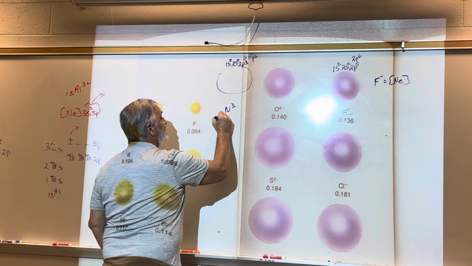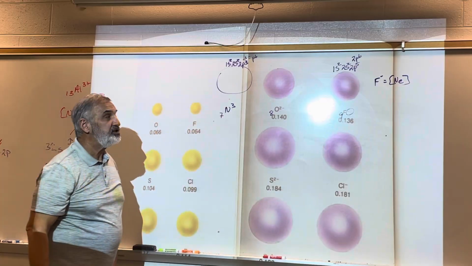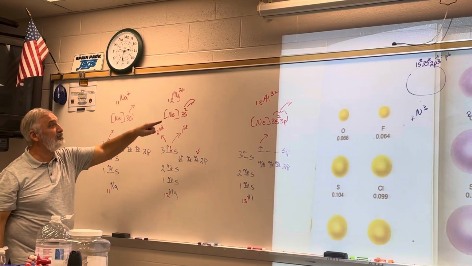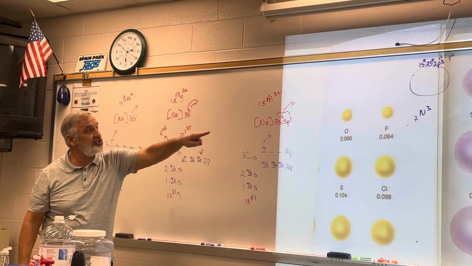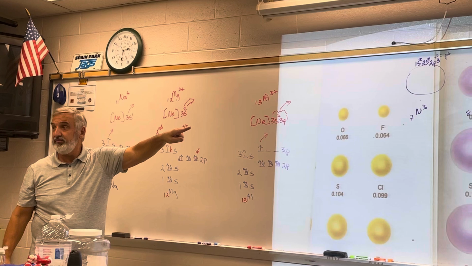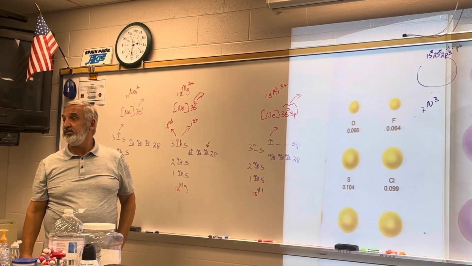But this is going to have 7 protons. This has 8. This has 9. So if I was going to compare sodium, magnesium, aluminum, nitrogen, oxygen, and fluorine, and even neon, how many electrons does each one of those have? 10.